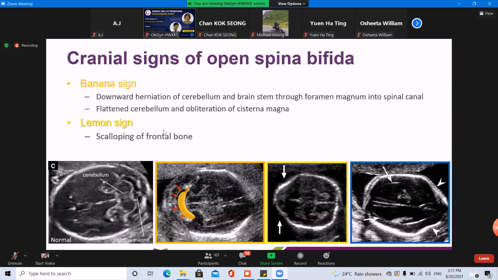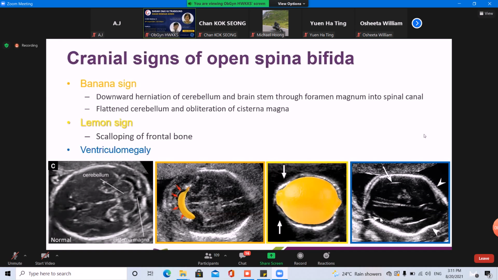And the second sign is lemon sign, which I have already shown you. The head is just like the shape of a lemon. It is because when there is a suction force down there, the skull bone would also be sucked up, and therefore the frontal part would be indented, causing indentation on the frontal area, and then it takes up the shape of a lemon.